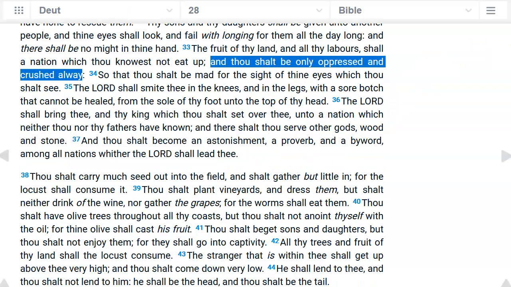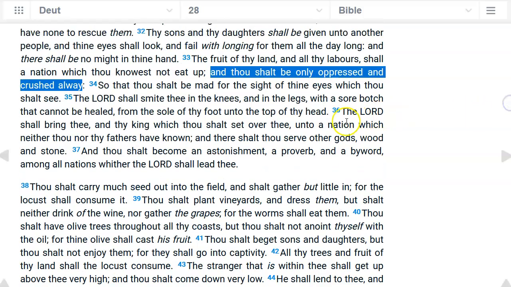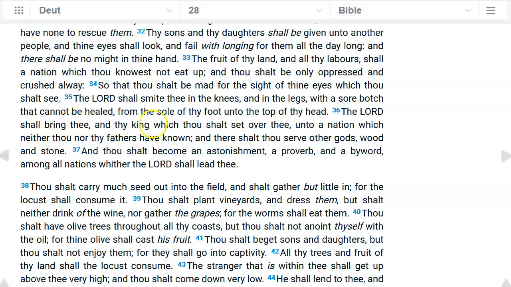Now, oh man, why do I always forget which verse it is? Let's just start here. The Lord shall bring thee and thy king, which thou shalt set over thee, unto a nation which neither thou nor thy fathers have known, and there thou shalt serve other gods, wood and stone. That sounds like what the Hindus are doing. And thou shalt become an astonishment, a proverb, and a byword, a Dalit, and untouchable. Those are bywords. In America, the Black American is called a N-bomb. Among all nations, whether the Lord shall lead thee.